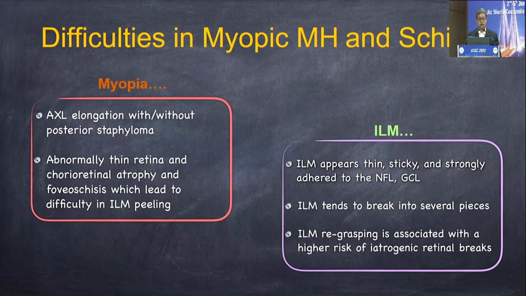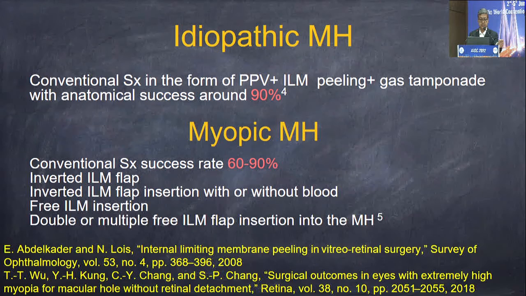The difficulty which is often faced is the long, elongated axial length, which is the main difficult part of doing surgery. Sometimes we cannot reach the posterior pole, so we have to make some adjustments in order to reach it. Now, ILM peeling in these cases is very tricky because the ILM is very thin and sticky, and cannot come out on its own. Sometimes it comes out piece by piece.